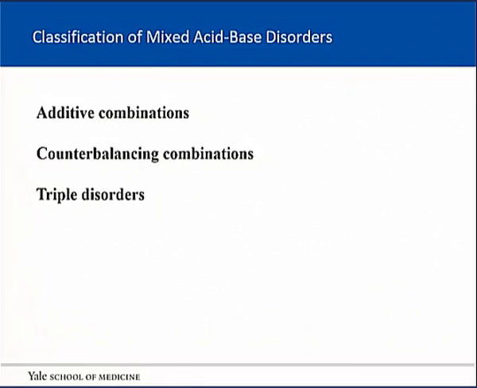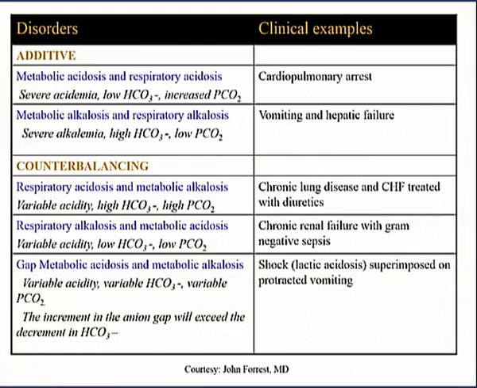The different types of mixed acid-base disorders are in your handout. They can be additive, counterbalancing, or triple. And you can look at the different examples, but the important thing to remember is that when you add a metabolic acid to a respiratory acid, or a metabolic alk to a respiratory alk, you're going to see these very severe disturbances, very low or high bicarbonates, very low or high pHs. Whereas counterbalancing ones are the subtle ones, the ones that are sometimes difficult to catch, because there's a respiratory disorder pulling in one way and a metabolic disorder pulling in a separate way.